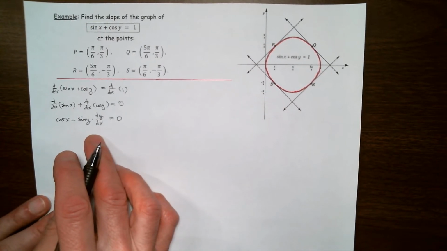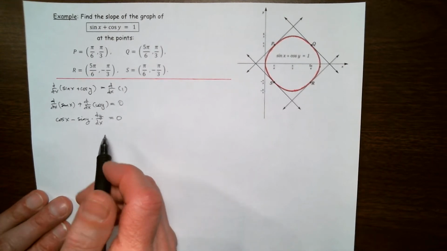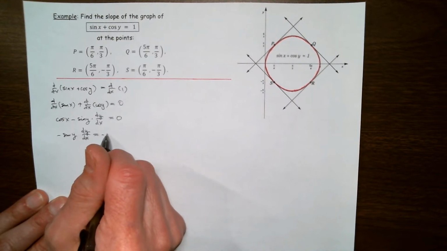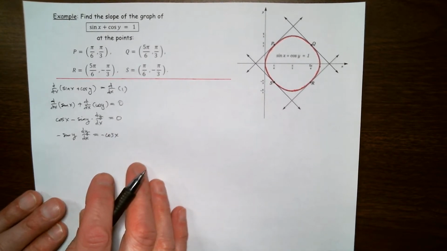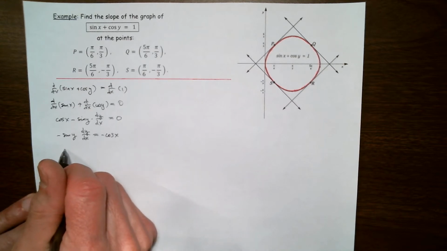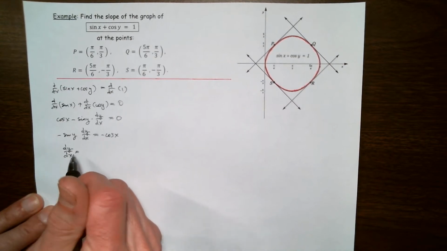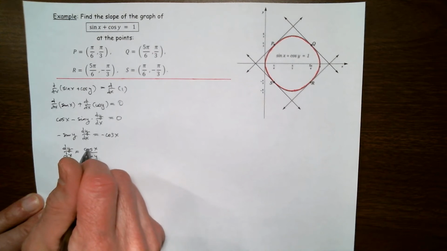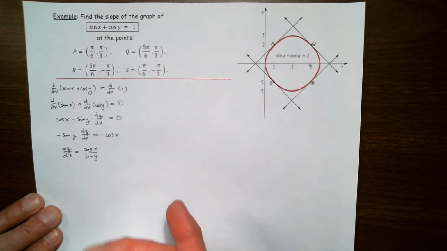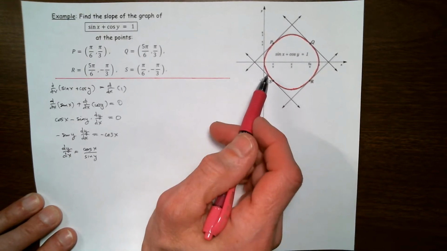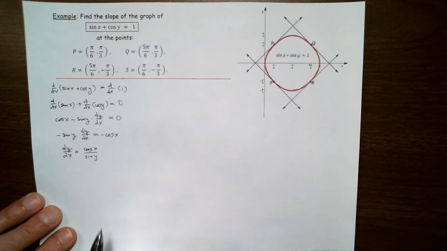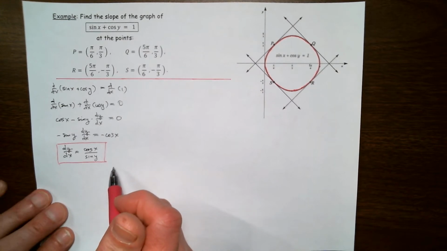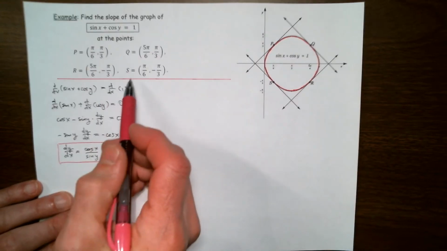To solve for dy dx, we first subtract cosine of x from both sides, so we find minus sine of y times dy dx is equal to minus cosine of x. Now divide both sides by sine of y to conclude that dy dx is cosine of x divided by sine of y. So that's our derivative formula, given in terms of the x and y coordinates of the points along the curve. Specifically, we would like to compute the slope of the curve at these 4 points.